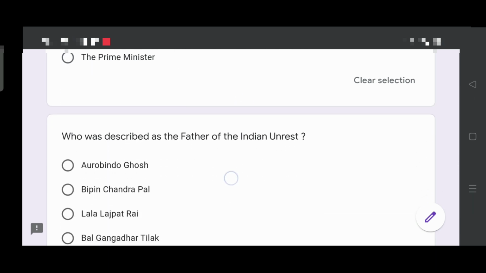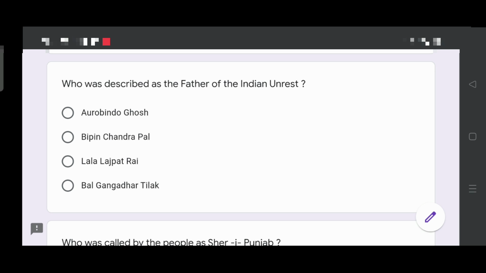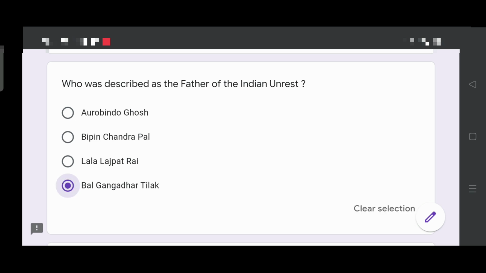Who was described as the father of the Indian unrest? Aurobindo Ghosh, Bipin Chandra Pal, Lala Lajpat Rai or Bal Gangadhar Tilak? The most aggressive of them all. The right answer is Bal Gangadhar Tilak.